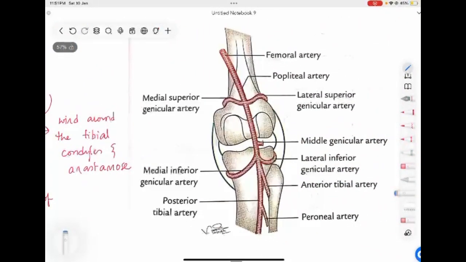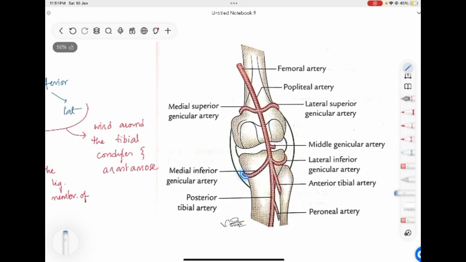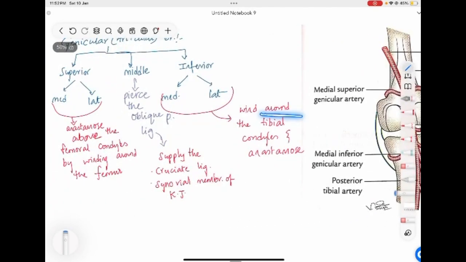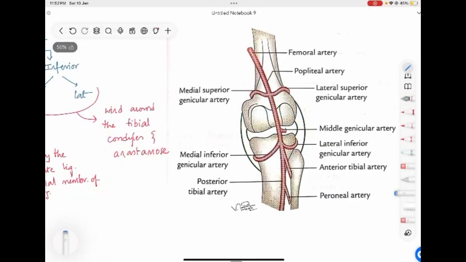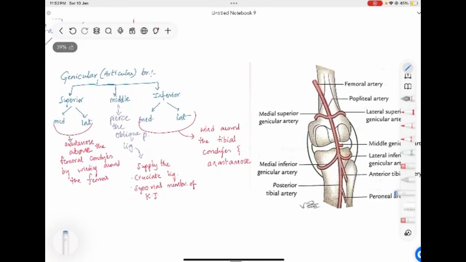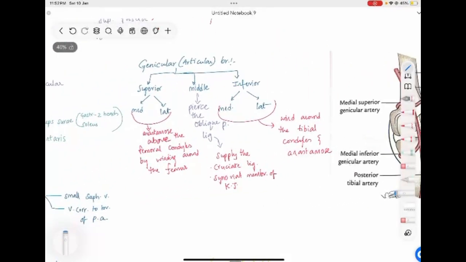Then the inferior part winds around the tibial condyles. So it does not wind below or above, it winds around the tibial condyles. So the difference is here it is around and here it is above. You can see in the diagram and appreciate it. It is above the condyles and it is around the condyles. And here also anastomosis takes place. So we have these genicular anastomosis, right?